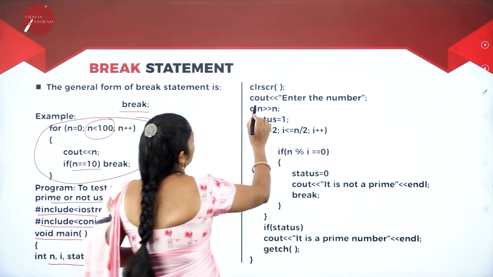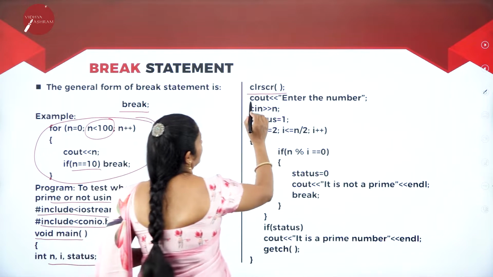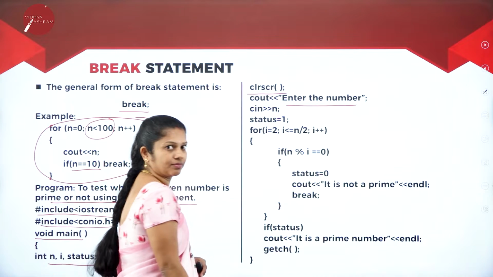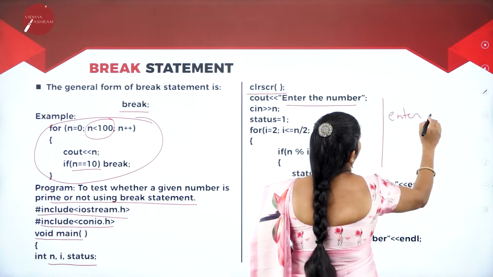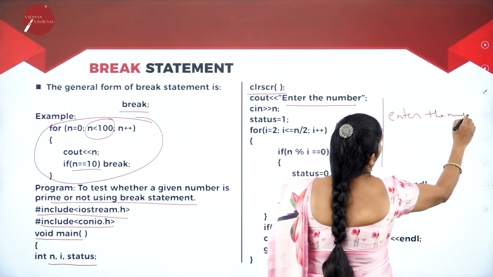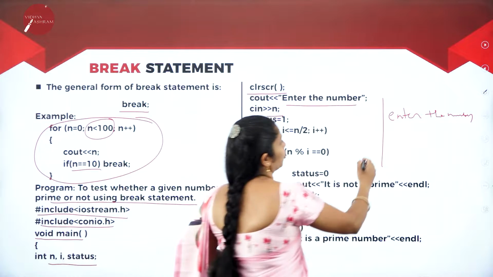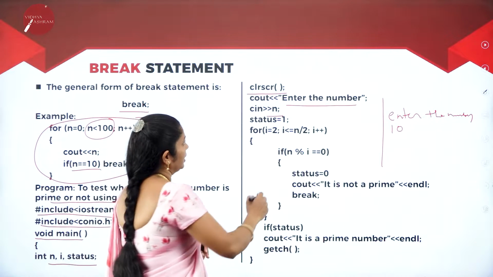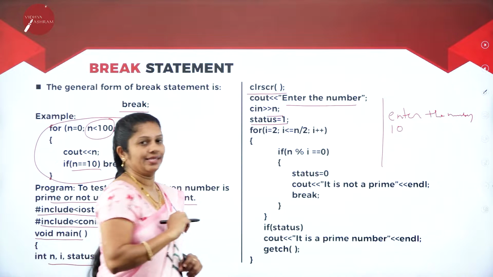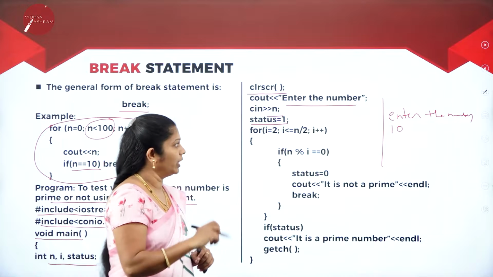Now, after that, we have clrscr. Here, first in the output screen, we will display "Enter the number". Consider this your output screen. There, it will display "Enter the number". Then afterwards, we will input that number, whichever number you want. You can input 10, 20, whichever number you want. Then, in the beginning, we are initializing status equals 1. We will assume the status value is 1.